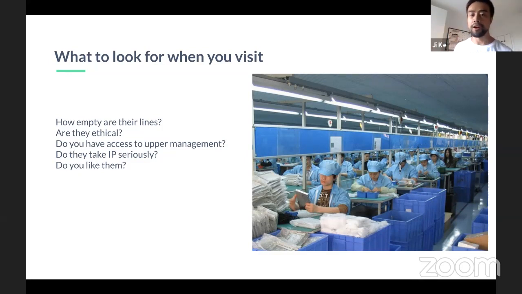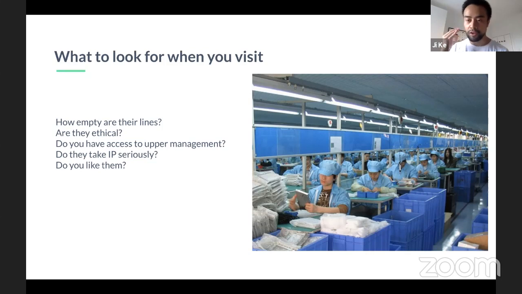How empty are their lines, right? There's two-edged swords here. If it's very empty, you might want to understand how come this factory doesn't make anything for anybody. If it's too full, that's also not a very good sign, right? Because very likely, at least for hardware startups, you're not the highest paying customer in their line, and then they have absolutely no guarantee that after this batch they'll be able to make the next one, right? So they're not going to pay attention to you.